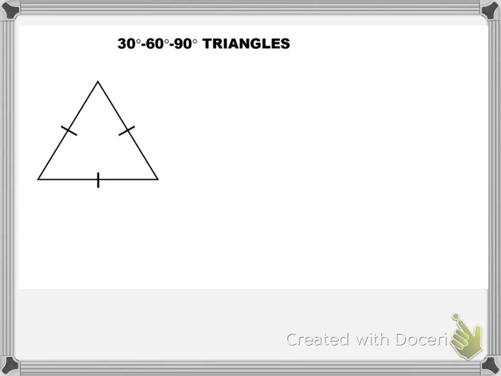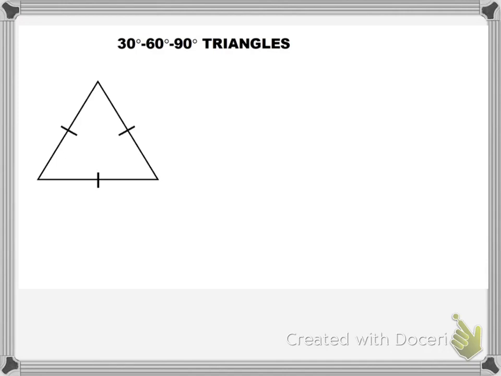So first we're going to take a look at this triangle that we've got here, and because all the sides are the same, this is an equilateral triangle. So we know that all the angle measures are 60 degrees.